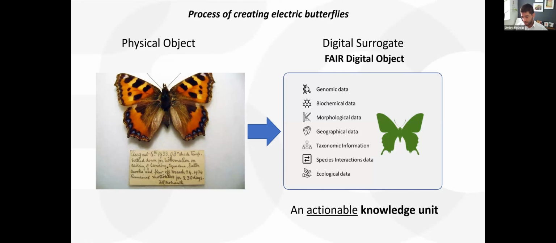So here we are. That process of digitization for the natural science collections goes way beyond what we call imaging or photography. It's a mechanism through which we need to, as I said, transform the physical object into its digital surrogate. And this is where the concept of these electric butterflies comes in. Those digital surrogates of the physical object must be actionable knowledge units. They have to contain all the information that is required for the scientists to be able to perform the same amount of science that they would have done if they had access to the physical object. And basically what we create is a FAIR digital object as the digital twin of the physical object. And this is exactly the conceptual application of the FAIR digital object within this domain.